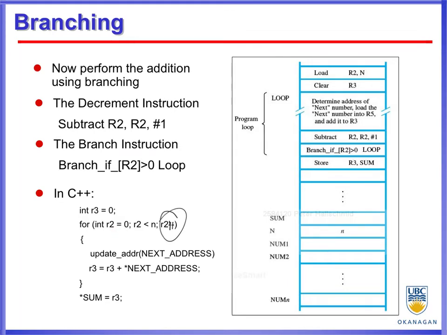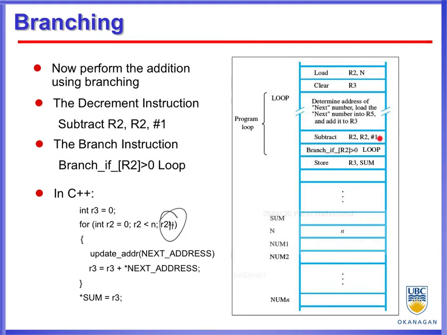Okay. So I don't think this code actually matches this code. This for loop is kind of screwed up. So we're going to start with that many numbers to add up. We're going to clear register R3. It's going to hold our running sum. And then we're going to have some code here, which we'll look at in a minute, which simply determines the address of the next number, and then some code that loads that next number into a register R5. And then we add the contents of R5 to R3 and put the result back in R3.